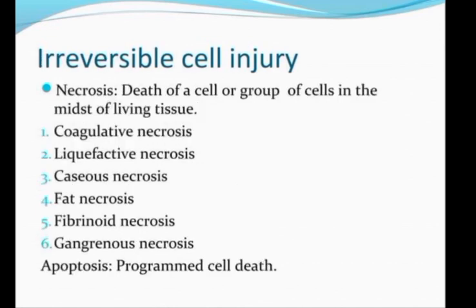In irreversible cell injury, there is necrosis, death of a cell or group of cells in the midst of living tissue. It includes coagulative necrosis, liquefactive necrosis, caseous necrosis, fat necrosis, fibrinoid necrosis, gangrenous necrosis. Apoptosis means a programmed cell death will happen.